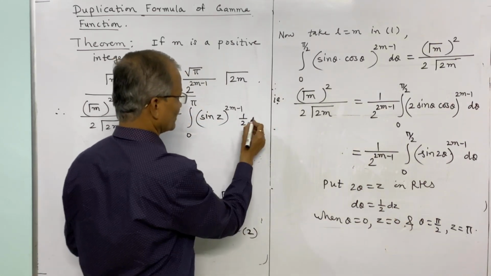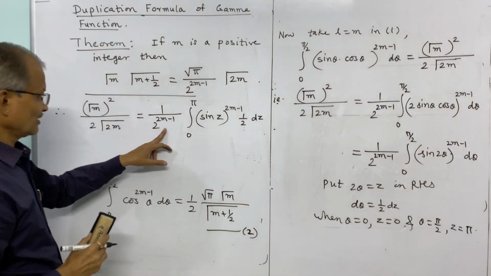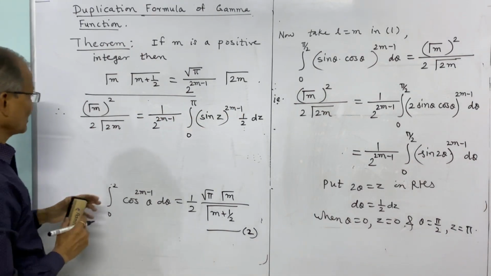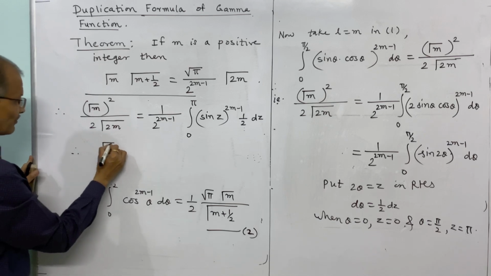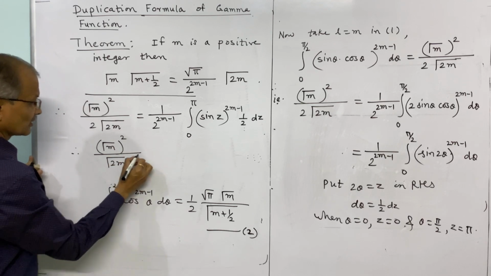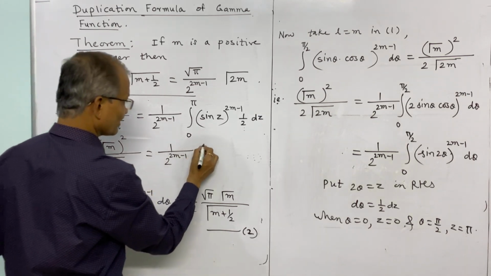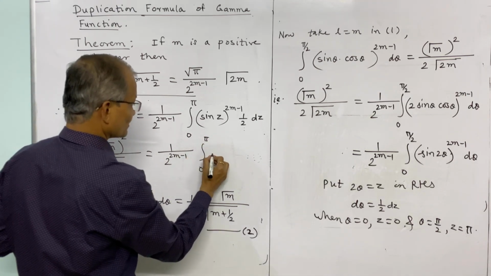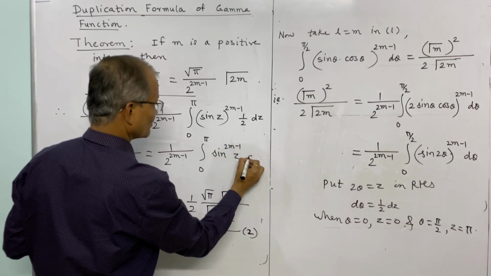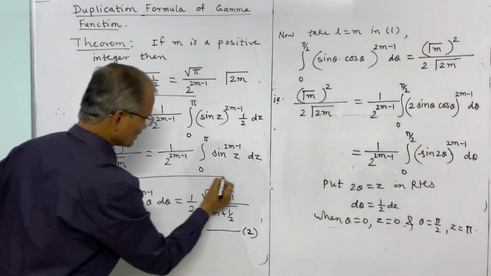2 is taken on this side, so it is half dz. Again we can take this half, and this half cancels, and we can now write gamma of m whole square divided by gamma of 2m is equal to 1 over 2 to the power 2m minus 1 integral 0 to pi sine z to the power 2m minus 1 into dz. Check this half and this half are cancelled and the remaining is written. So this is the term we have obtained.